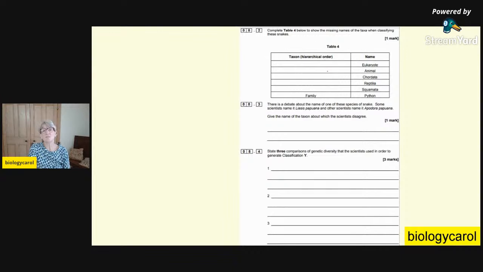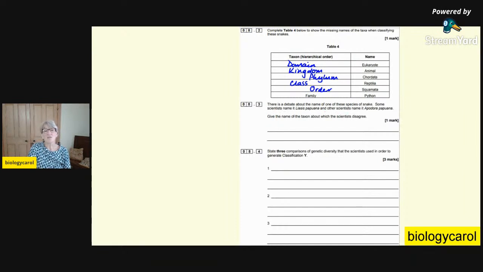Complete table four to show the missing names of the taxa. So we are doing our good old kingdom, phylum, class, order, family, genus, species thing. But there is one above that, which is the domain, which you should know from the three domains that you've learned about as well. Eukaryotes, archaea, and eubacteria. So kingdom, phylum, class, order, family.